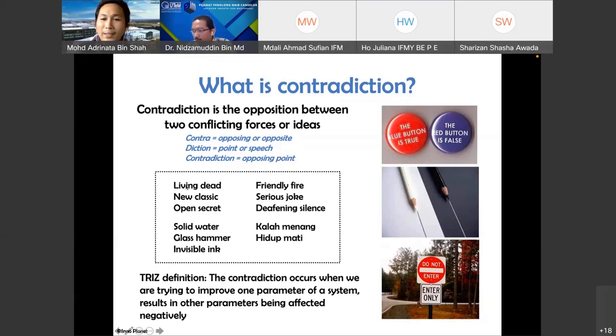Okay, other examples of contradiction are living dead, new classic, open secret, solid water, glass hammer, invisible ink, friendly fire. Kalah menang, hidup mati. So those are contradictions. We also have engineering contradiction. From the TRIZ definition, a contradiction occurs when trying to improve one parameter results in other parameters being affected negatively, like I said, fast speed and fuel consumption. That is one example of our contradiction.